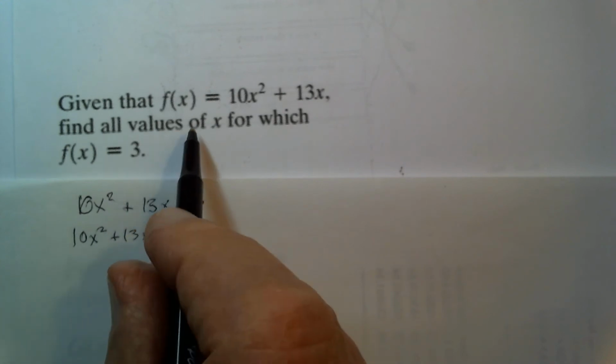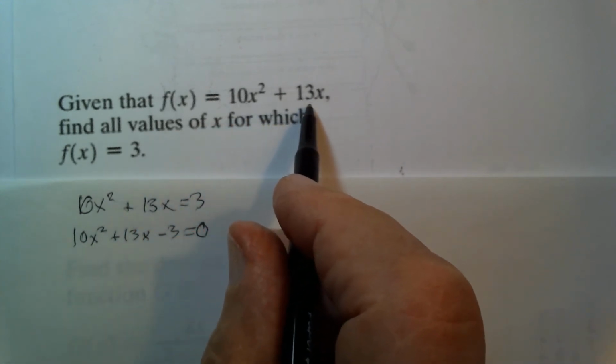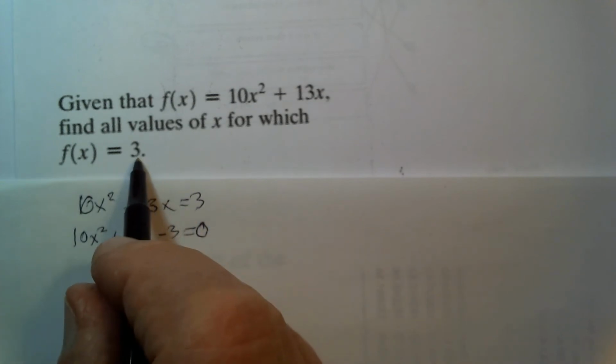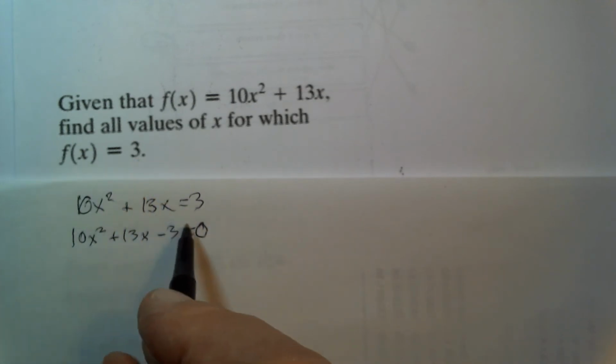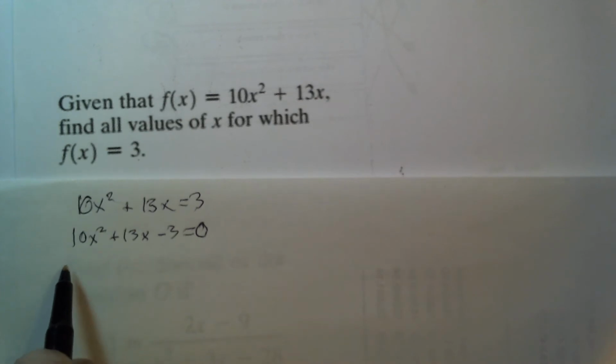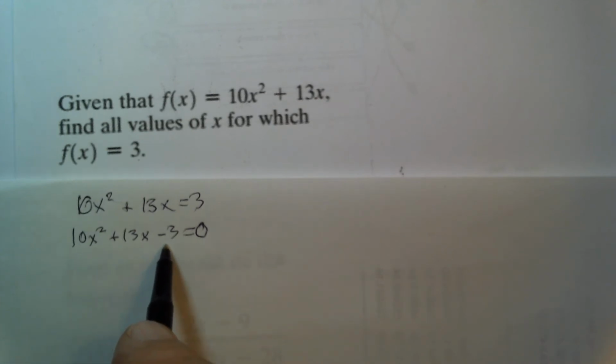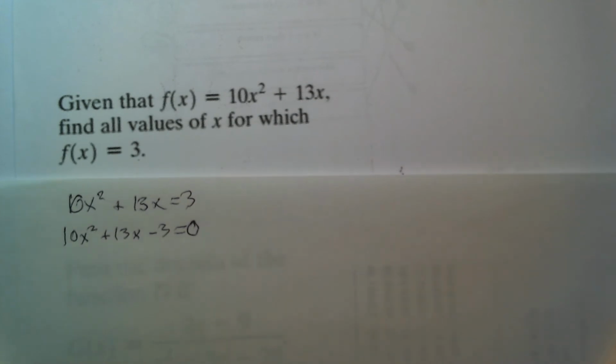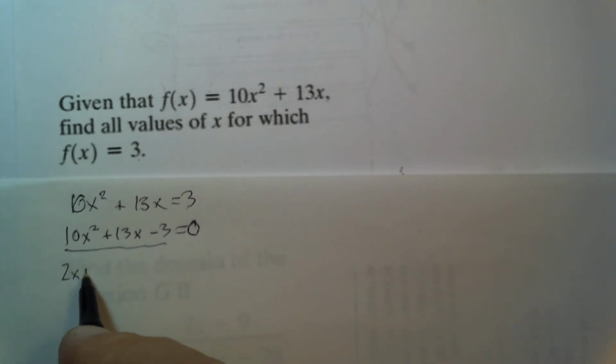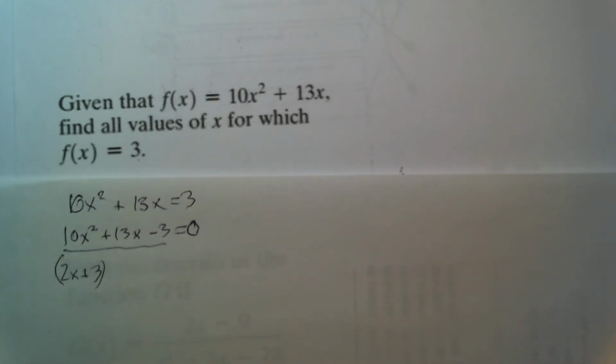So what this really means is that 10x squared plus 13x equals 3. And by subtracting 3 on both sides, we get the expression 10x squared plus 13x minus 3 equals 0. So this is a trinomial that we want to factor. Use any method you want, but let's say we use the AC method. Then this trinomial, when we factor it, becomes 2x plus 3 times 3x minus 1 equals 0.